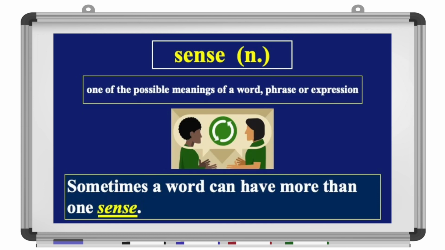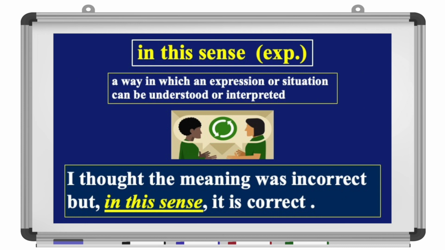The next word is sense. It's also a noun. One of the possible meanings of a word, phrase, or expression. For example, sometimes a word can have more than one sense, more than one meaning. And we have the expression in this sense. What does it mean? A way in which an expression or situation can be understood or interpreted. For example, I thought the meaning was incorrect, but in this sense, in this expression, it is correct.